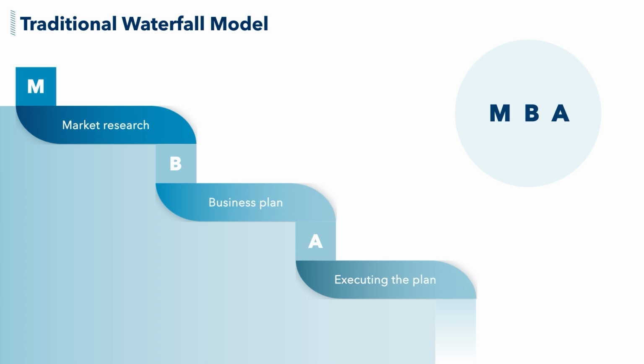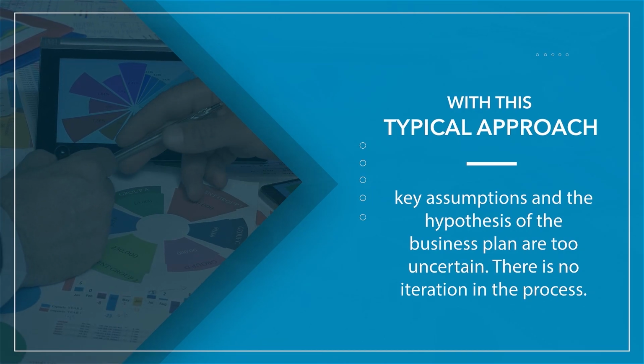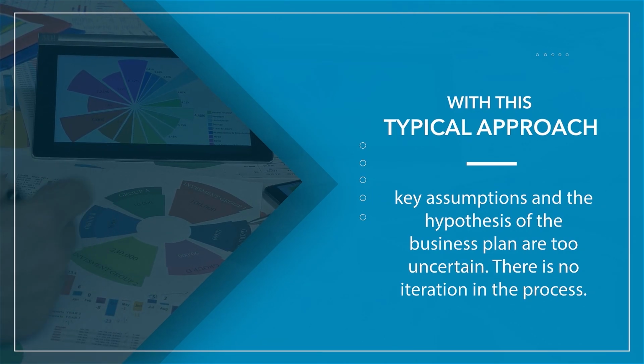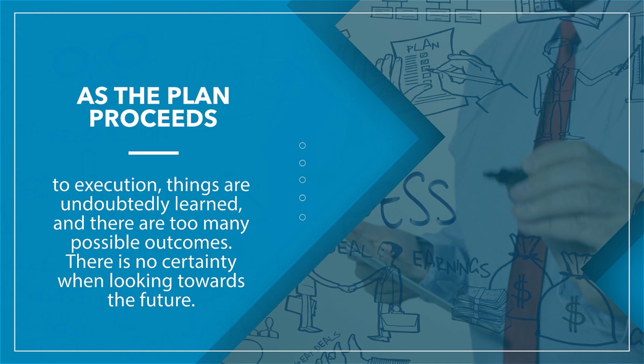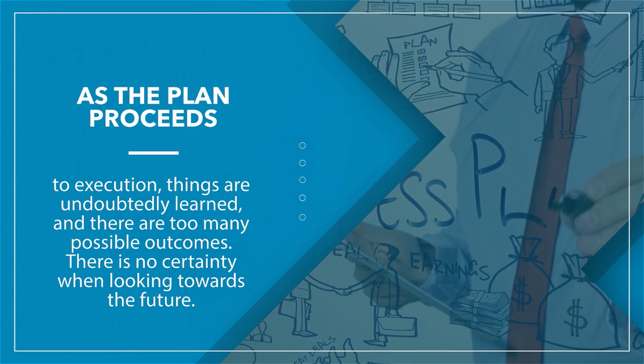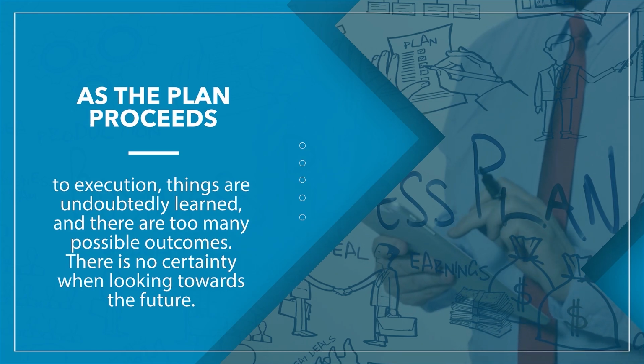So what's wrong with this approach? With this typical approach, key assumptions and the hypothesis of the business plan are too uncertain. There's no iteration in the process. As the plan proceeds to execution, things are undoubtedly learned, and there are too many possible outcomes. There is no certainty when looking towards the future.